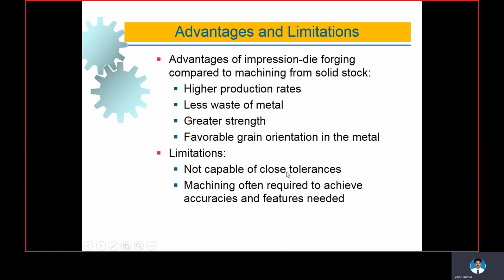Advantages and limitations. What are the advantages of impression die forging? In comparison with metal cutting operations, it has higher production rates, less wastage of material, definitely greater strength, and favorable grain orientation in the metal. Limitations are that it is not capable of close tolerance accuracies. Machining is sometimes required to achieve the accuracies and features needed, and then definitely the flash needs to be removed. These are the disadvantages associated with this operation.